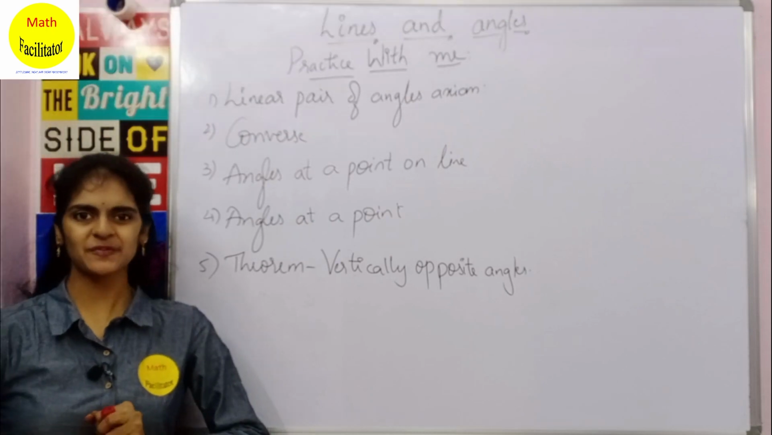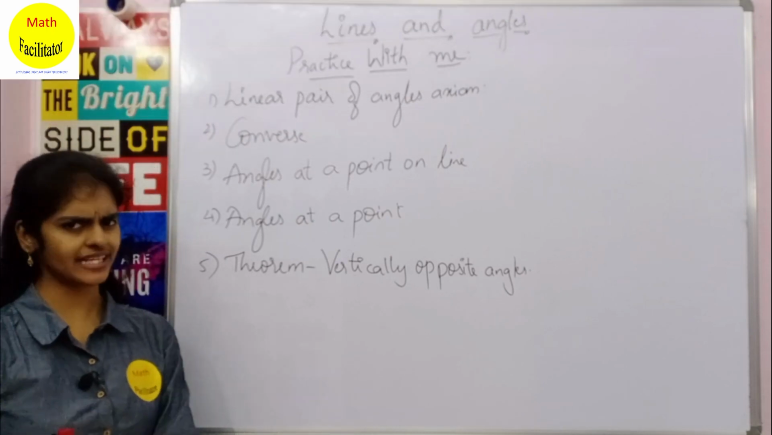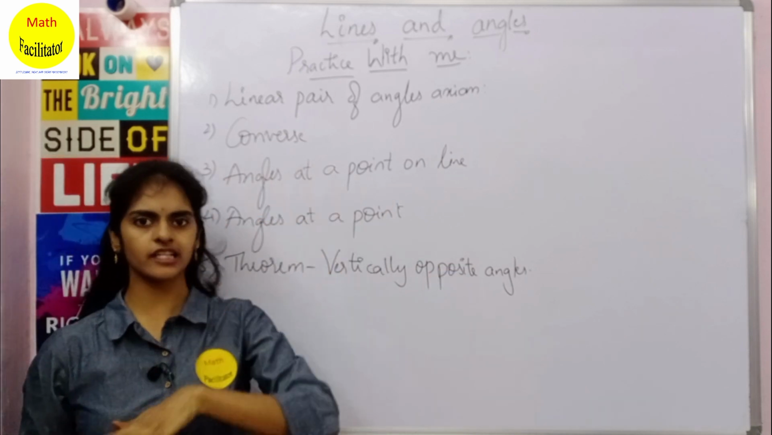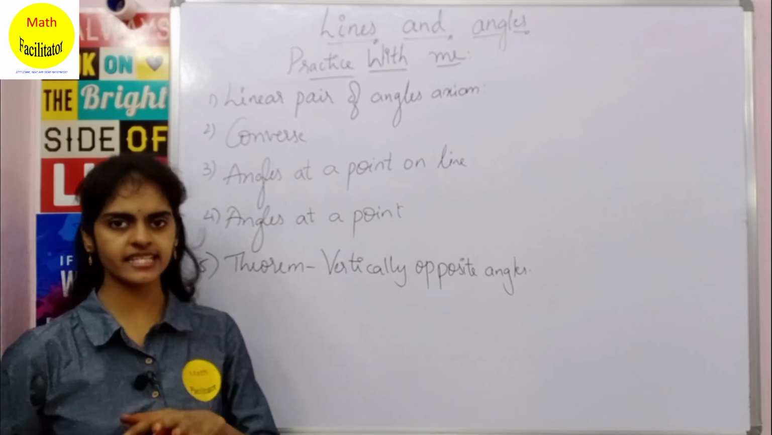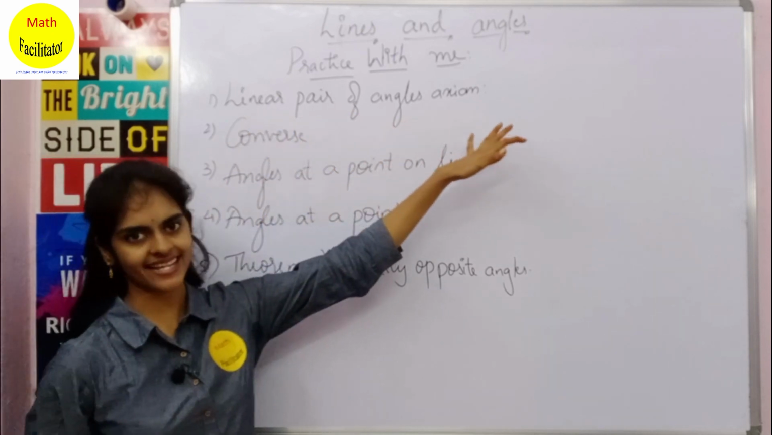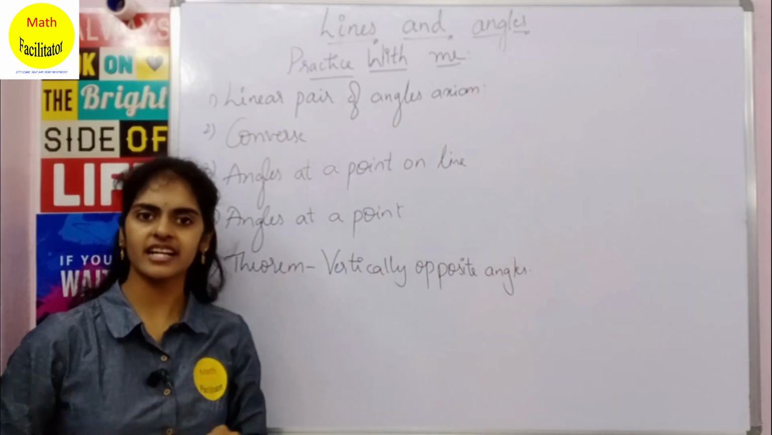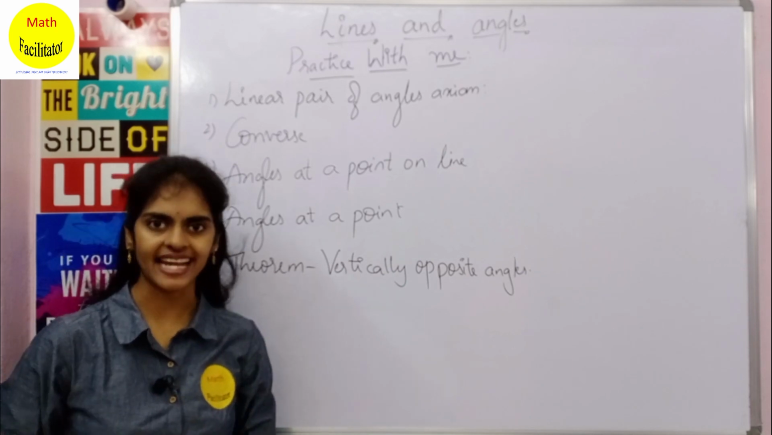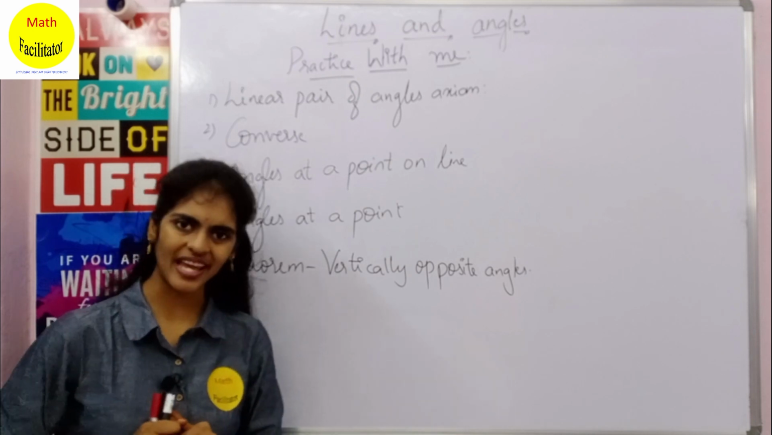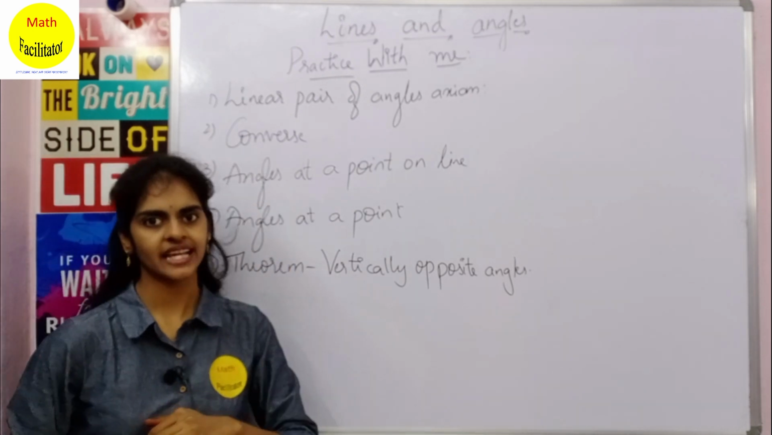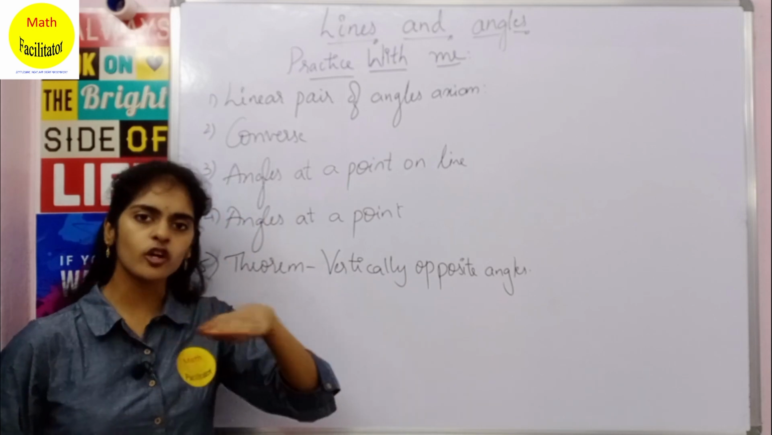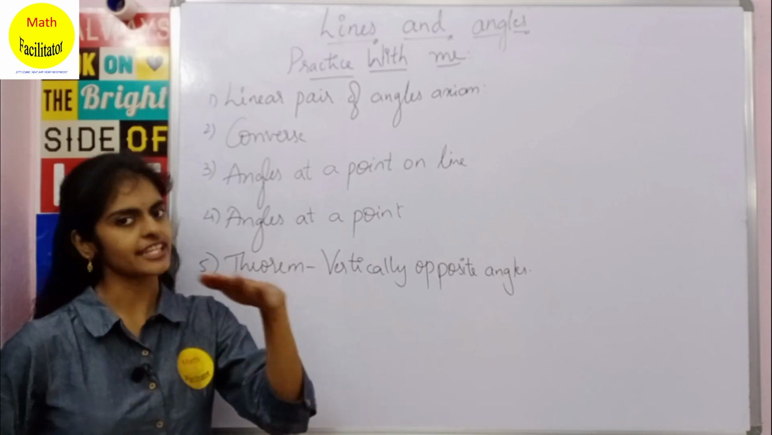Now it's time to practice with me. I want all of you to quickly revise all the concepts. Be alert. Apart from all the earlier concepts which you have learned in your earlier classes, we have learned some new concepts today. You have learned the linear pair of angles axiom, which is very important. If a ray stands on a straight line, then the sum of the two angles so formed is 180 degrees. Now what is the converse of it? If the sum of two angles is 180, then the non-common arms form a straight line.